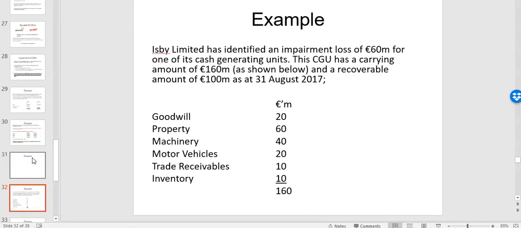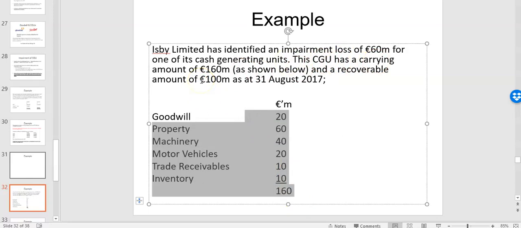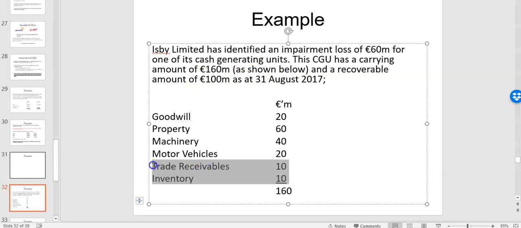Is B limited? So have a read of it and we'll talk our way through it, how this differs than the other one. Okay, so in this question, they've identified an impairment loss of 60 million for cash generating units. The carrying amount is 160 as here, and the recovered amount is 100. So they've actually done the question for you. The reason I focused on this is there's a couple of assets in here that will not get allocated anything.